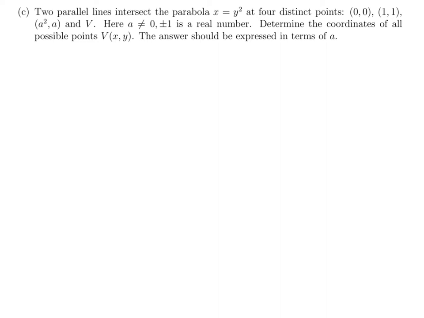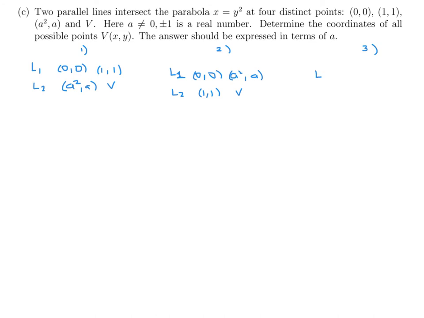Okay. So just like before, we're going to have three possible scenarios. The first is where L1 goes through the points (0, 0) and (1, 1), and L2 goes through the points (a squared, a) and V. Scenario 2 is when L1 goes through (0, 0) and (a squared, a), and L2 goes through (1, 1) and V. Finally, the third scenario is when L1 goes through (0, 0) and V, and L2 goes through (1, 1) and (a squared, a). Each of these scenarios should give us a different coordinate for V.